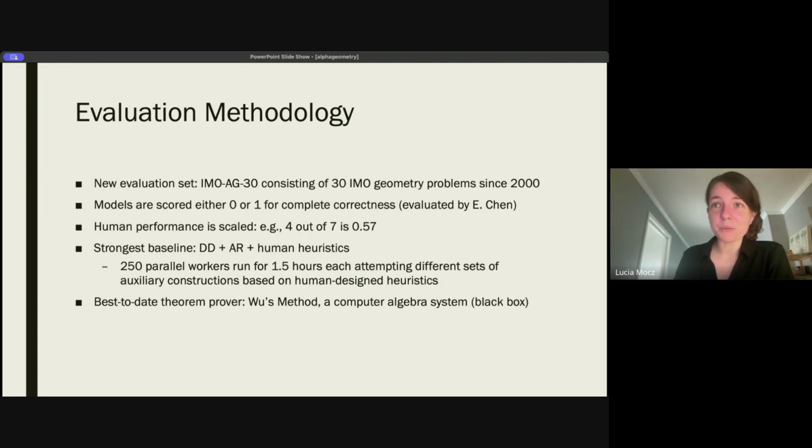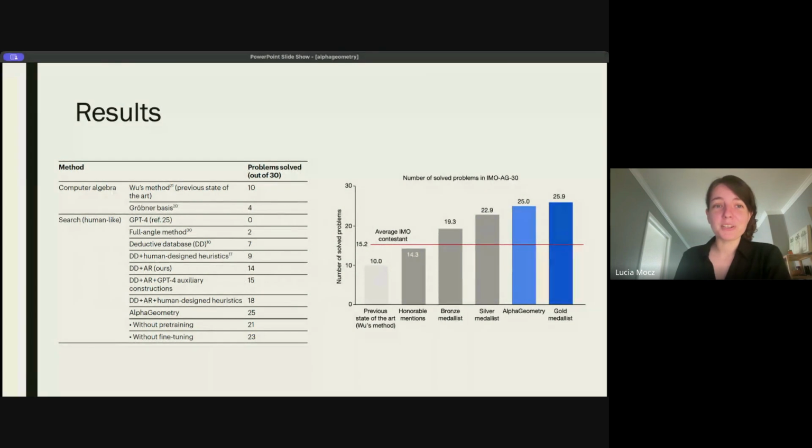So the moment that everyone has been waiting for, the results. So out of the 30 problems, Wu's method is able to solve 10 of them. GPT-4, when you just prompt it on these problems, is able to solve absolutely 0 of them. When you look at just a deductive database combined with the algebraic reasoning module, you're able to solve 14 of them. That means that 14 of these problems can be solved purely by deduction based on the premises.